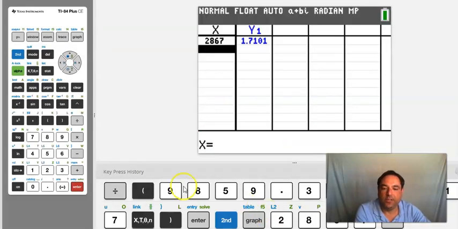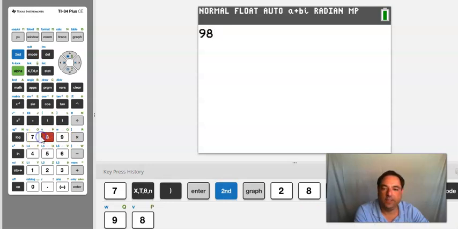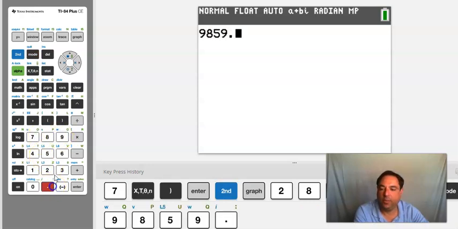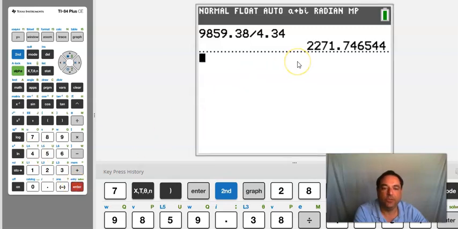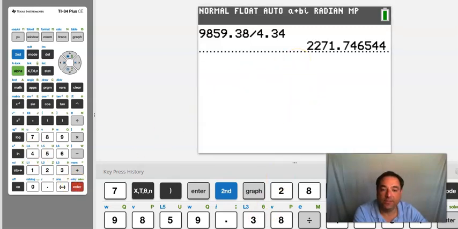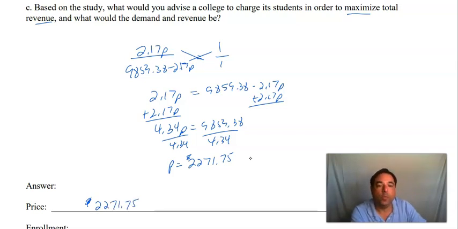If I put that in the calculator again, 9859.39 divided by 4.34, that gives you 2271.75. So the best tuition to charge, the best price to charge, would be $2,271.75. So we're going to charge each student $2,271.75.